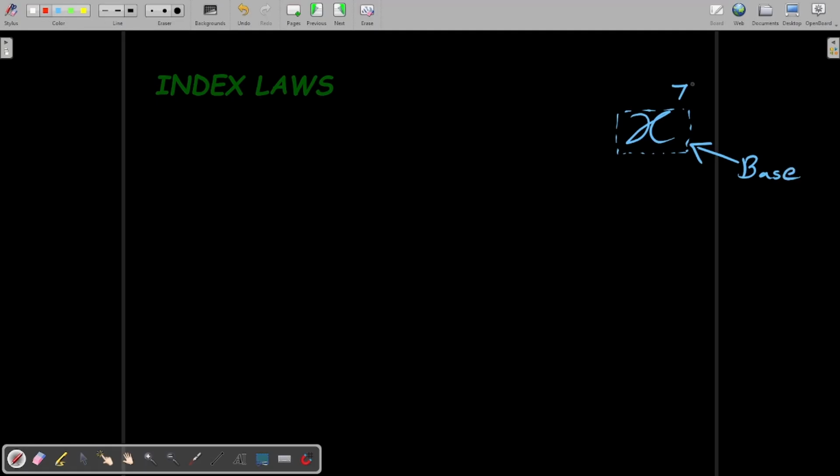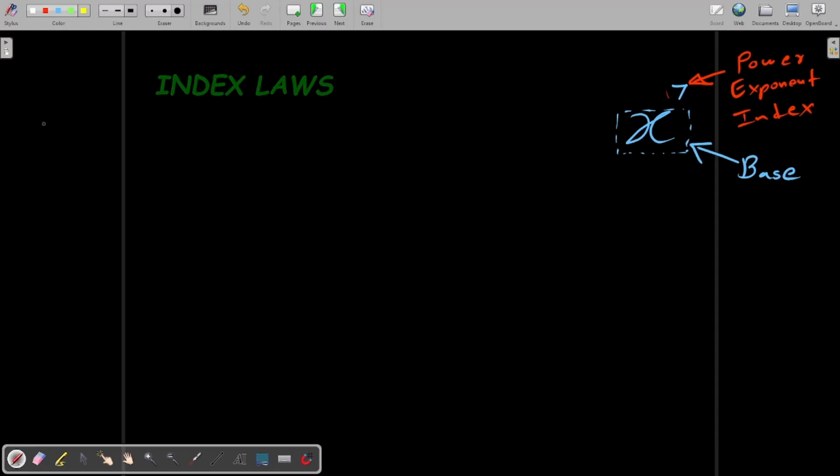And the number 7 here, we call this the power, exponent, or index. Throughout this lesson series, if there is a power, I will be calling it either index, exponent, or power. Most of the time, calling it power.